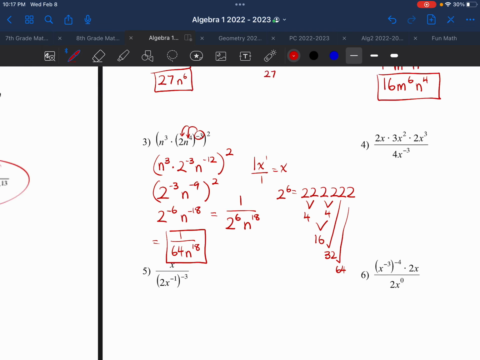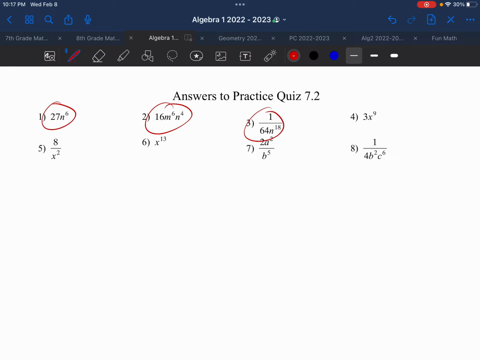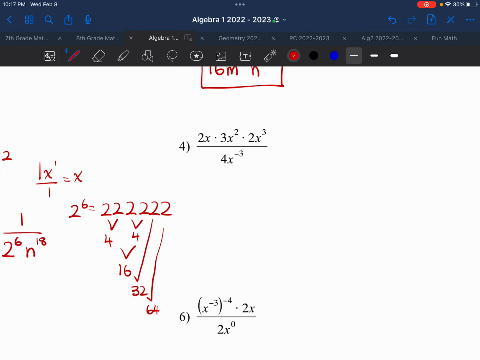So let's check. 1 over 64 n to the 18. Excellent. On to number 4.